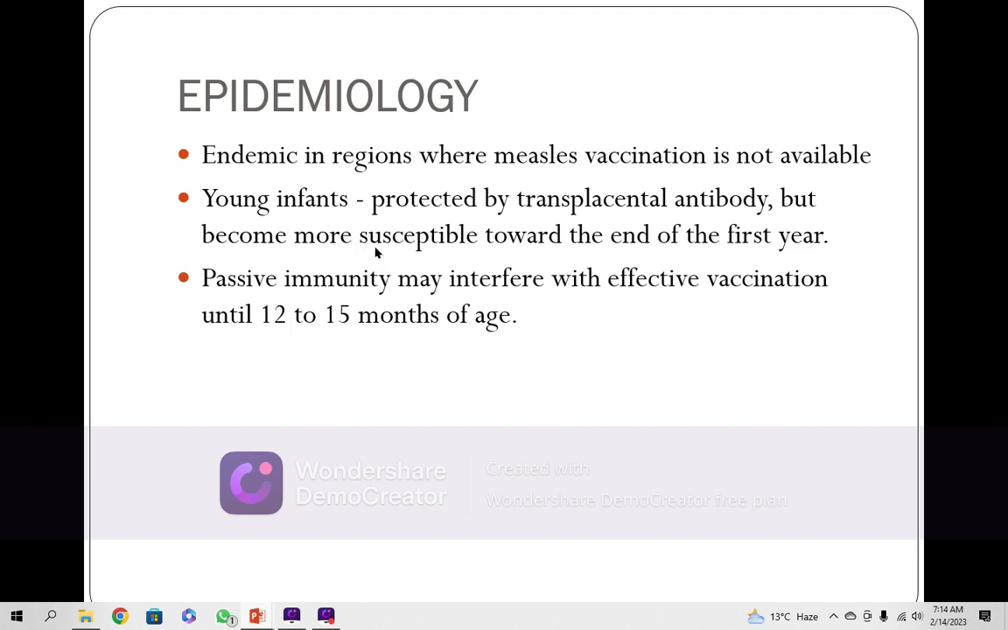If you are doing MMR, then you can do at the age of about 1 year, 3 months, or 1 year, 6 months, 1.5 years. Passive immunity may interfere with effective vaccination until 12 to 15 months of age. So try to vaccinate this child after the 1 year of age. It's better. 10 months afterwards.